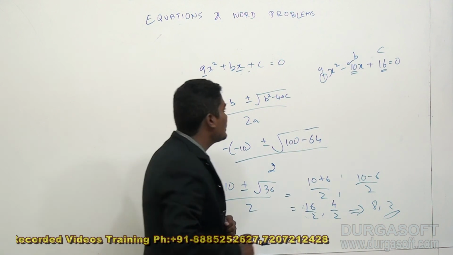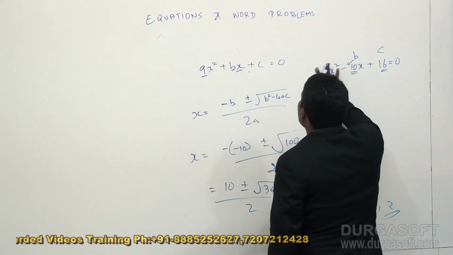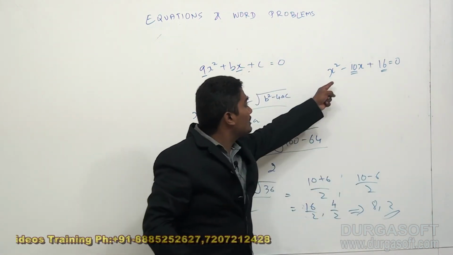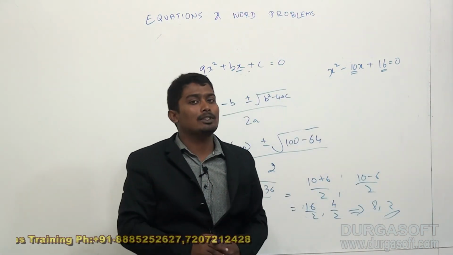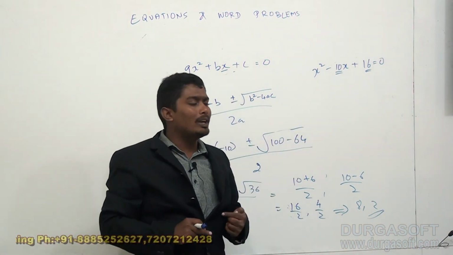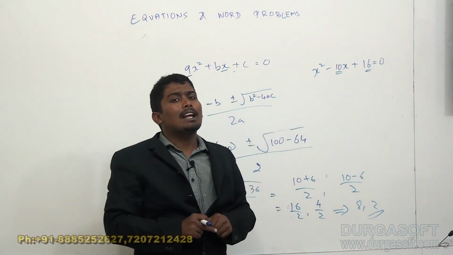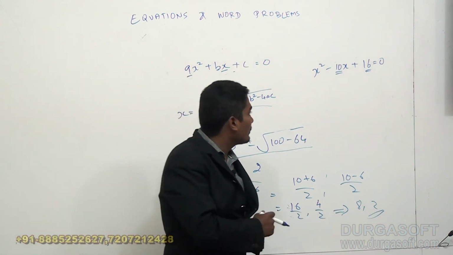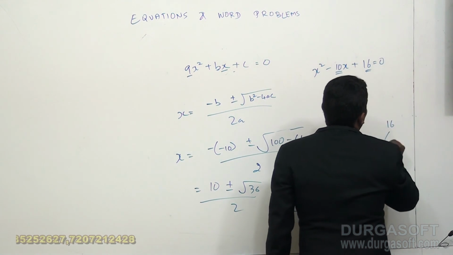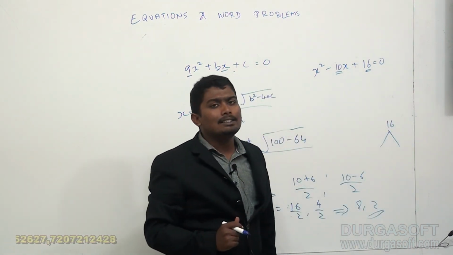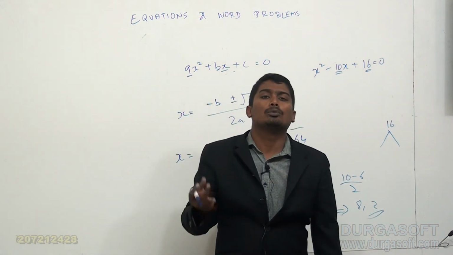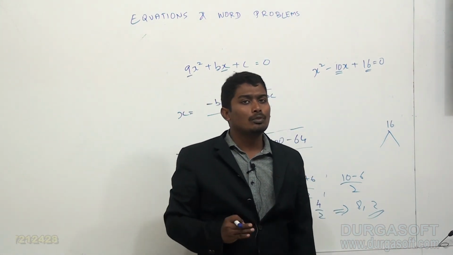Just remember this: whenever the coefficient of x square is 1, and the rest are whole numbers, you can follow the second method. You can follow it even if the coefficient is not 1, but if it is 1, it will make our calculations very quick. I will take this number 16. I can write it as a product of two numbers: 1 into 16, 2 into 8 or 4 into 4.